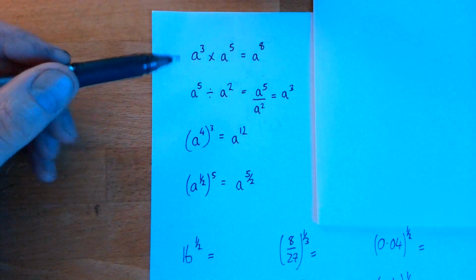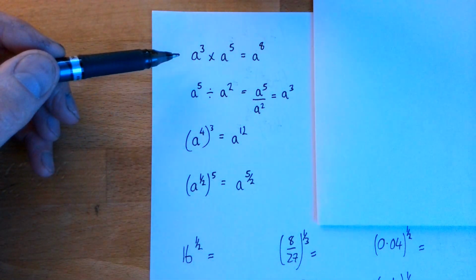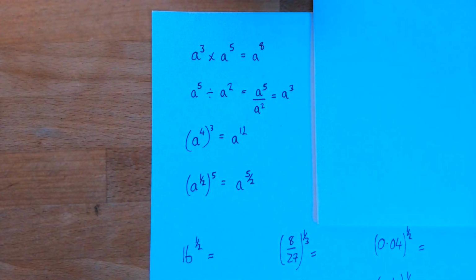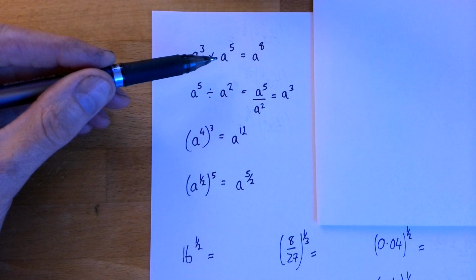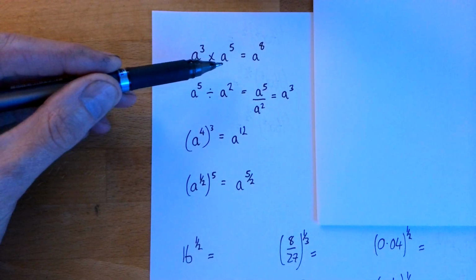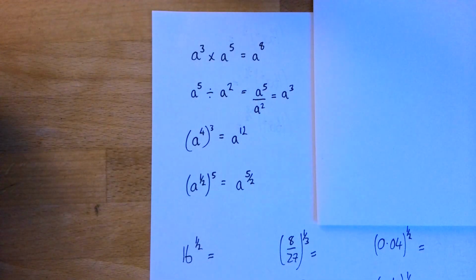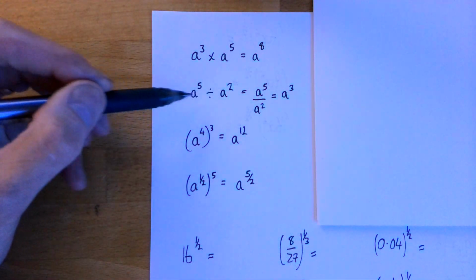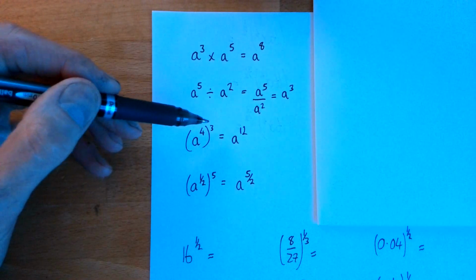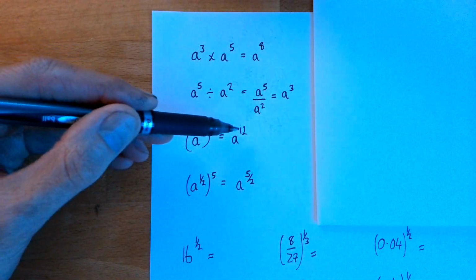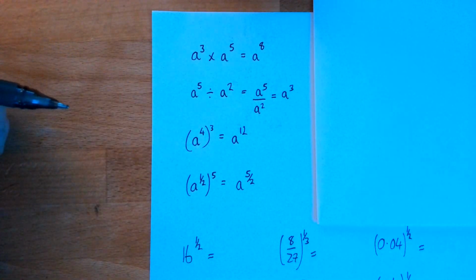So just a reminder about indices rules. We're dealing with indices. When you are multiplying indices with the same base, then you add the index numbers. When you divide indices with the same base, then you subtract the index numbers. And a power of a power, you multiply the index numbers. 4 times 3 is 12.